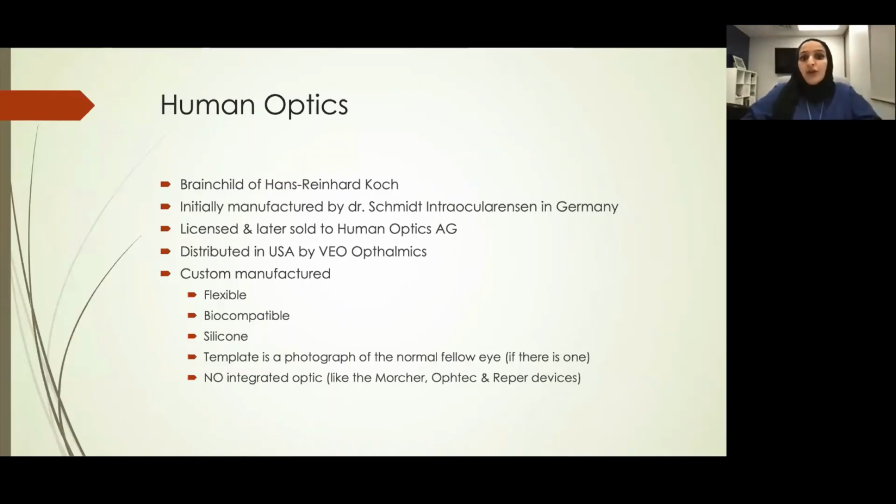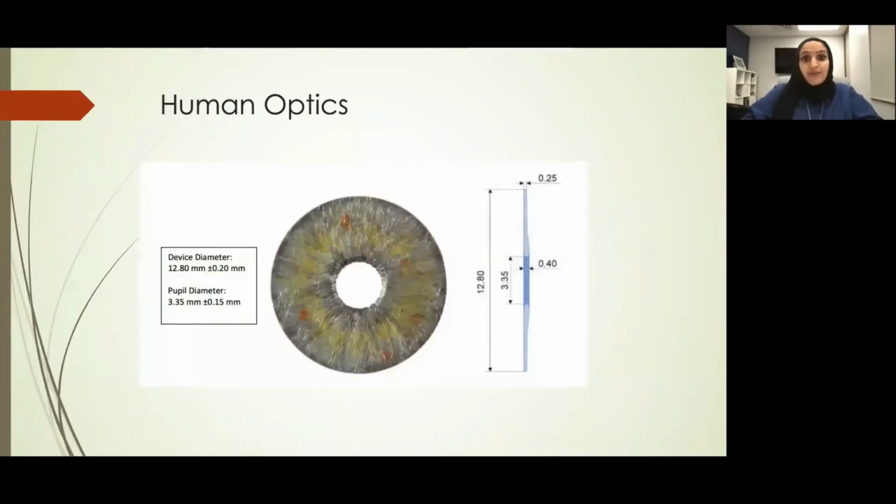There is no integrated optic like the Morcher optic and Reaper devices. So this is a better picture showing the dimensions exactly. It's 12.8 millimeters in diameter. The pupil diameter is 3.35 millimeters. It is thicker paracentrally, almost 0.4 here, and then when it goes to the periphery, it's thinner.